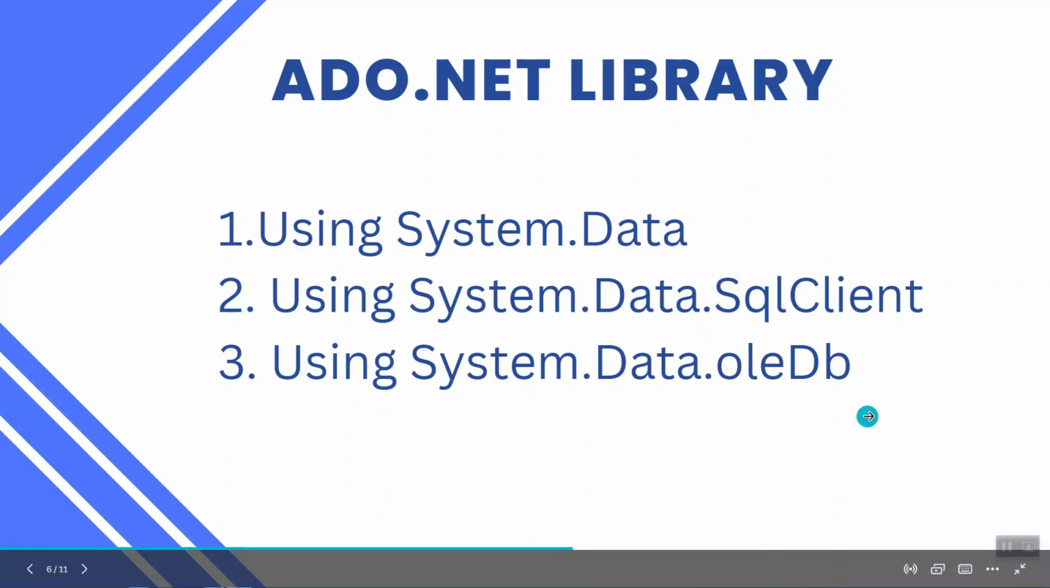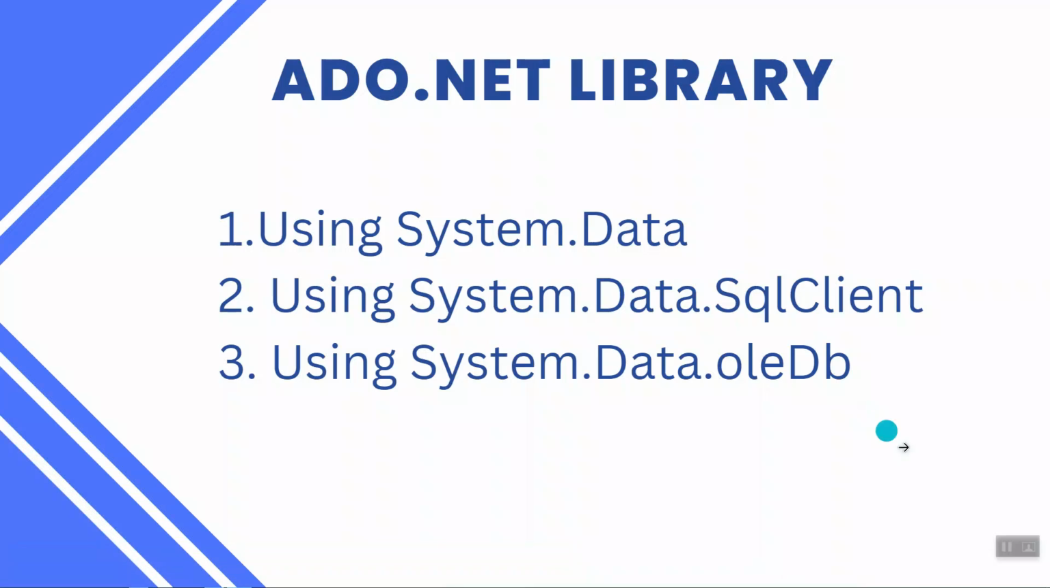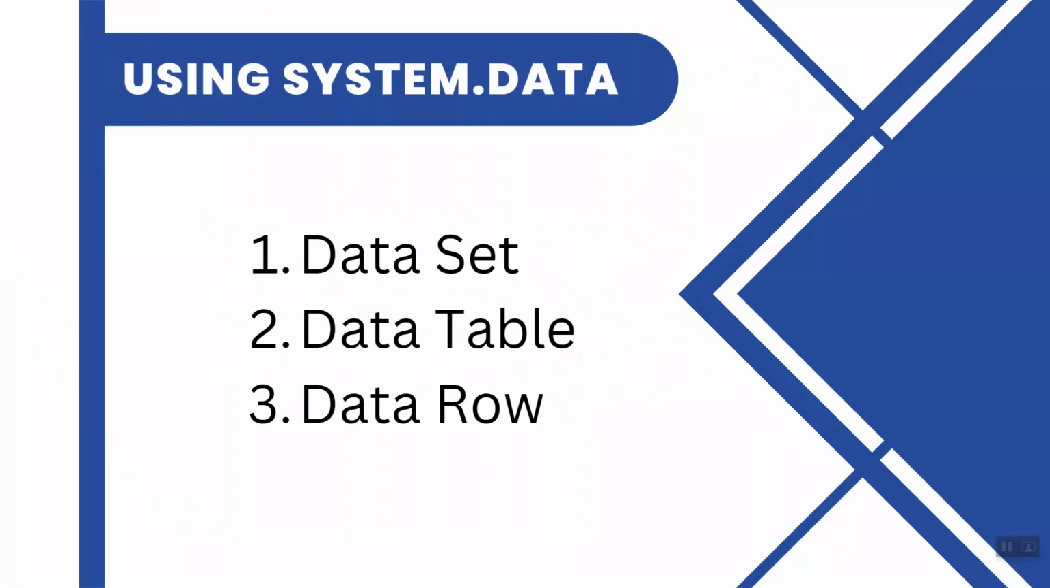Now let's discuss the purpose of each class one by one. In the namespace System.Data, we have the classes DataSet, DataTable, and DataRow. What is the DataSet class? It acts as a buffer that holds multiple tables. DataTable acts as a buffer that holds a single table. DataRow acts as a buffer that holds a single row.